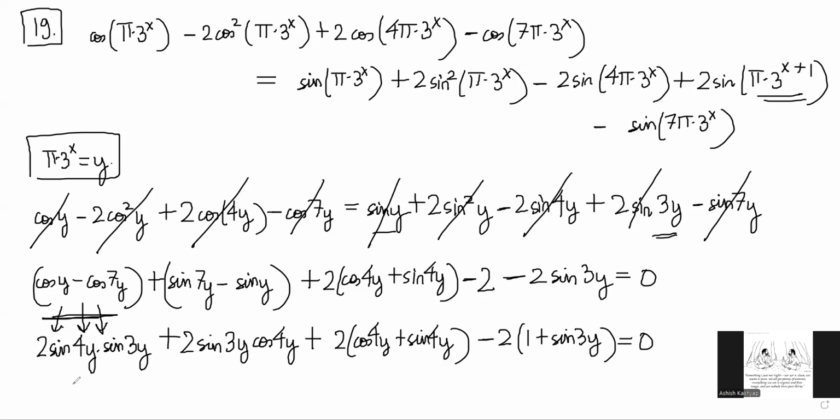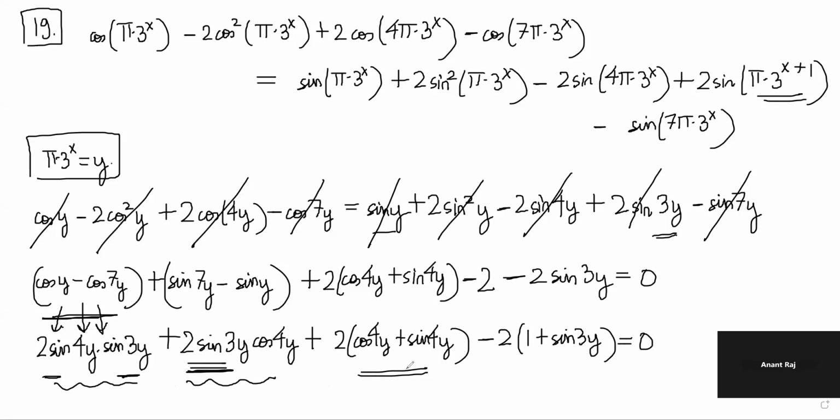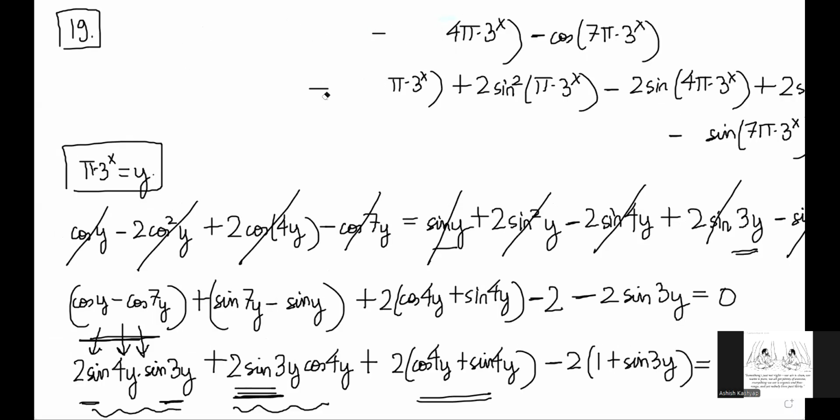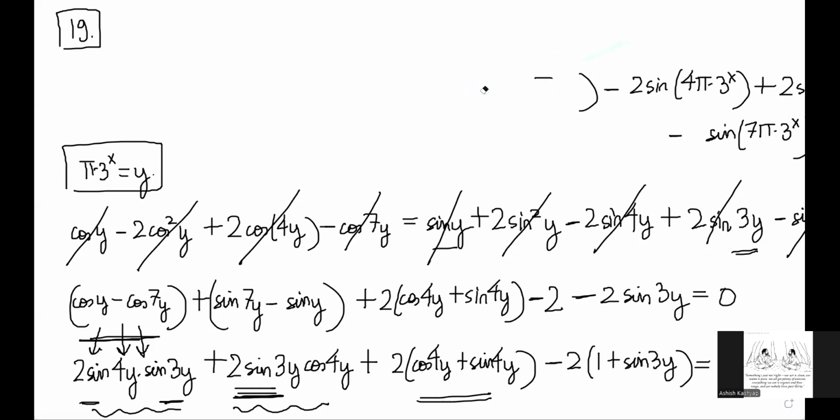So we can see that from the first two factors, we can easily take 2 sine 3y common, right? If you take 2 sine 3y common, you will get sine 4y plus cos 4y, and that can be taken common with this, right? Do you understand what I'm saying? So all you have to do is a little bit of simple algebra, and you will be able to simplify this equation nicely.